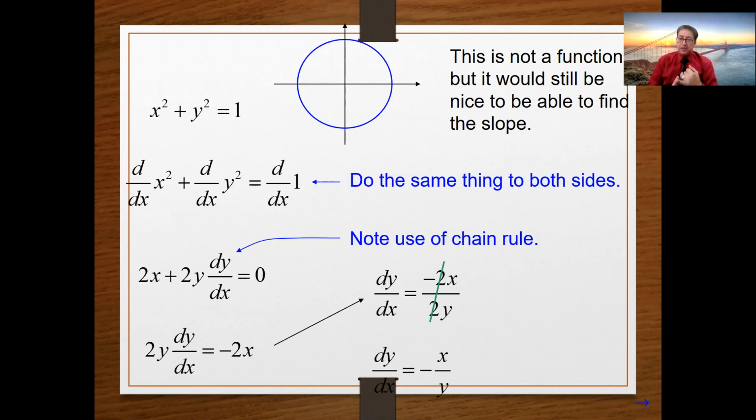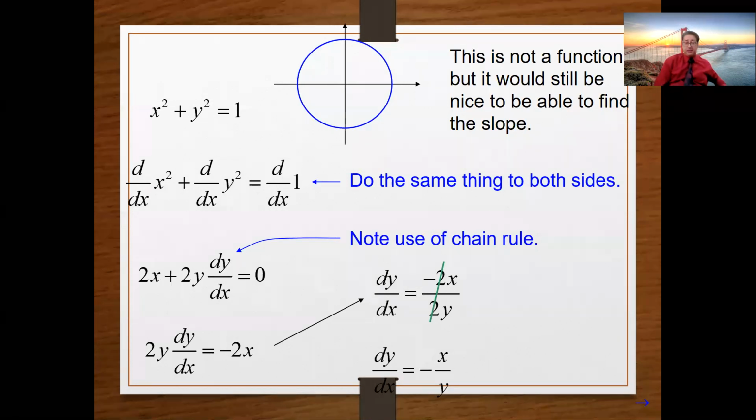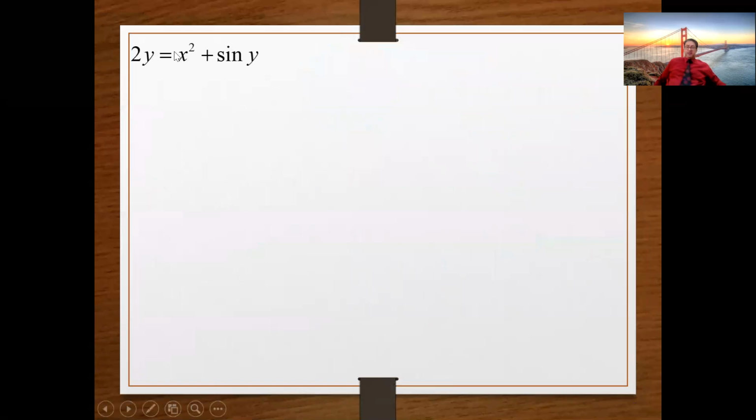First step, I can determine the derivative of each part individually. Second step, while deriving y, not x, y only, multiply it by dy over dx. Third step, rewrite dy over dx separately on the left-hand side and all the others on the right-hand side. Did you understand? Again, 2y is x squared plus sine y.